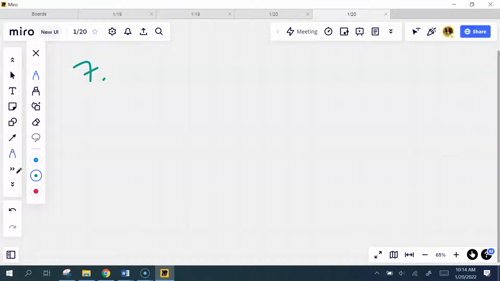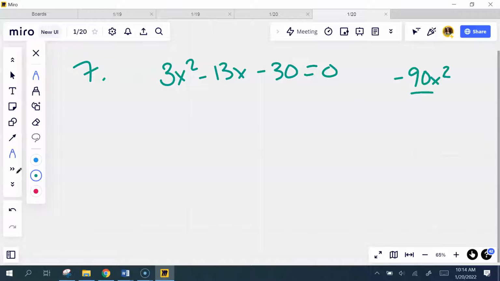All right, we have 3x squared minus 13x minus 30 equals 0. Again, my equation must equal 0 before I start, right? And so now everything's on the same side, it equals 0. I'm going to go ahead and factor. So multiply that first and last together. Negative 90x squared. Don't forget to multiply by the front, because if you don't, you're not going to get the right factors here. So what multiplies to negative 90x squared but adds to negative 13x?